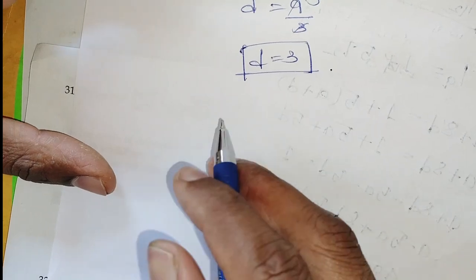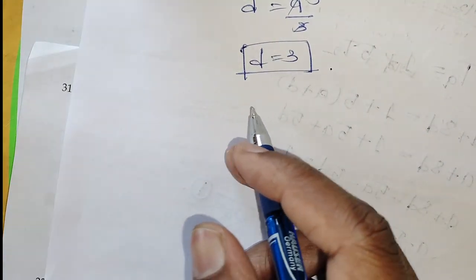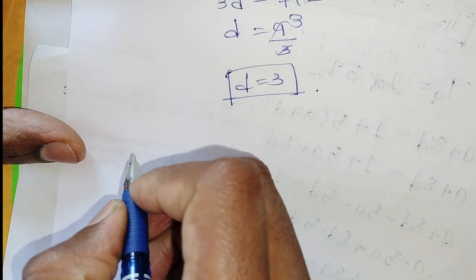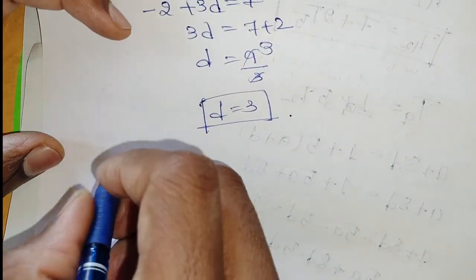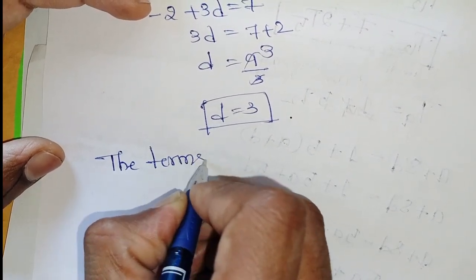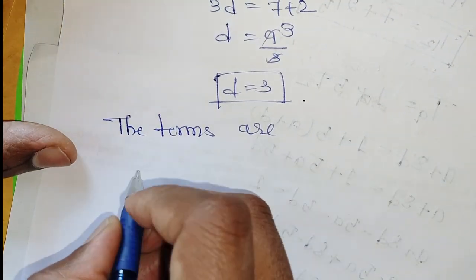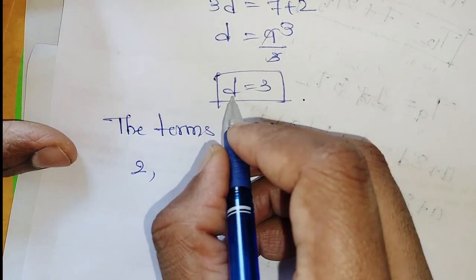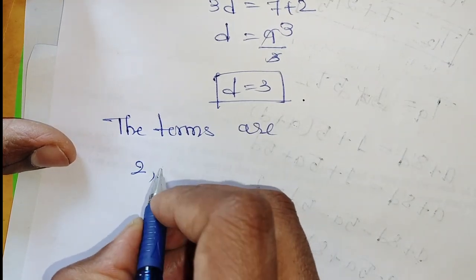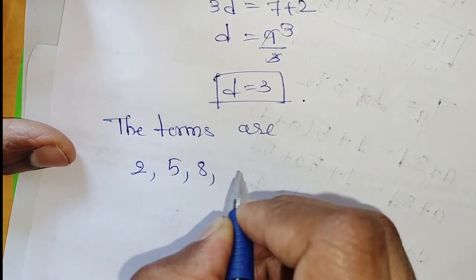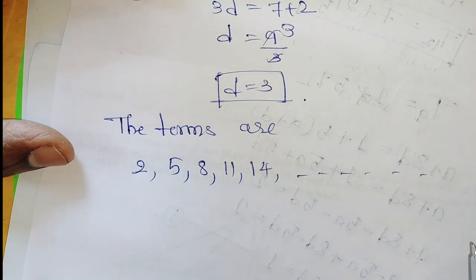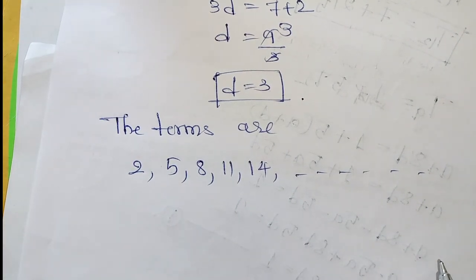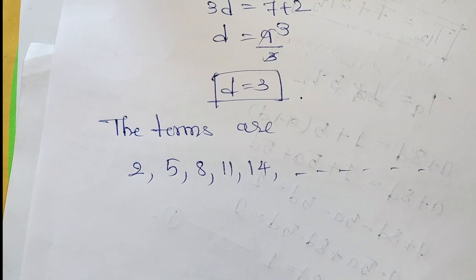Now the terms will be what? The terms are 2, and with common difference 3 added: 2 plus 3 is 5, 5 plus 3 is 8, 8 plus 3 is 11, 11 plus 3 is 14, and so on. These are the terms. This is an AP. Got the answer. So this is how you have to solve a problem.